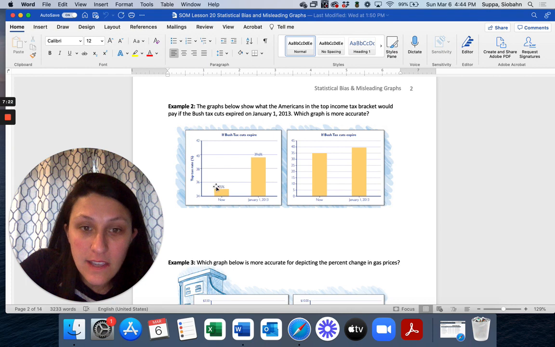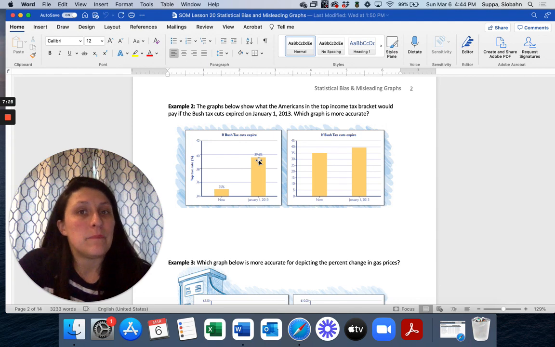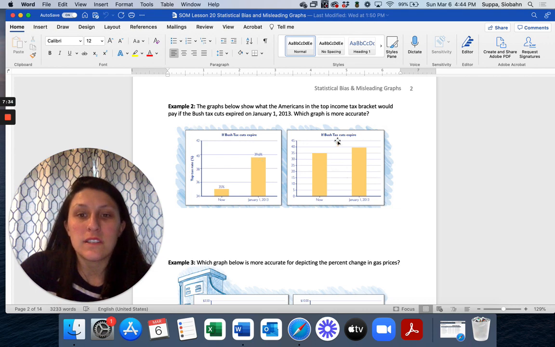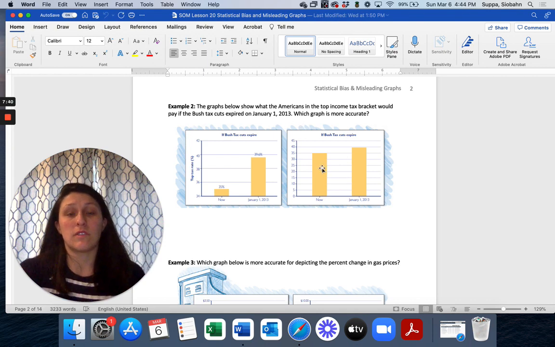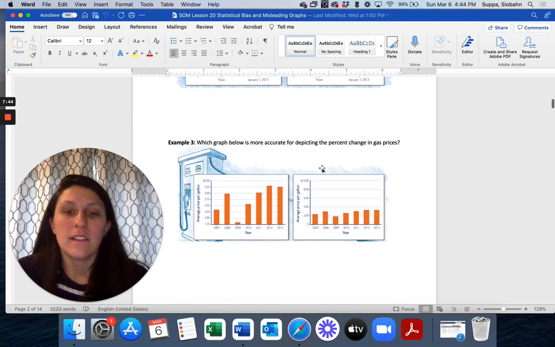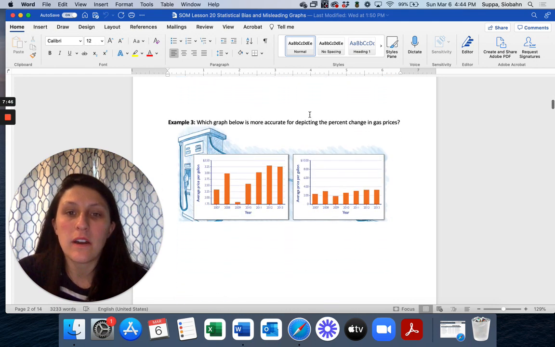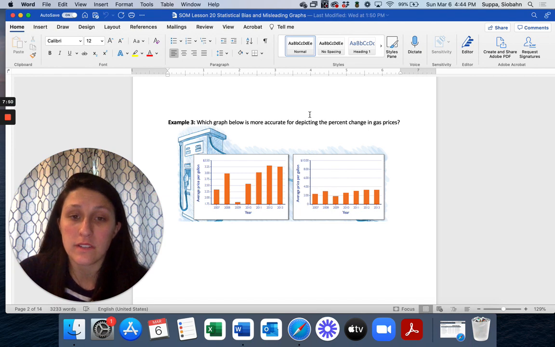But if you look at the scale, they'd be paying 35% in taxes versus 39.6%. So now when I say it with the actual numbers, it doesn't sound like that big of a difference to me. So this looks like a more accurate depiction of what would happen when the Bush tax cuts expire on January 1st, 2013. Let's try another one. Which graph below is more accurate for depicting the percent change in gas prices over the years?